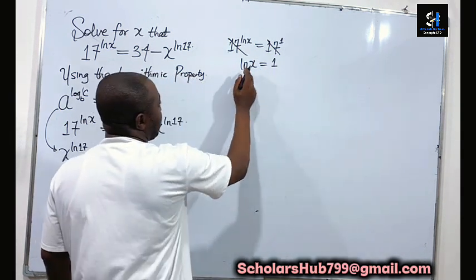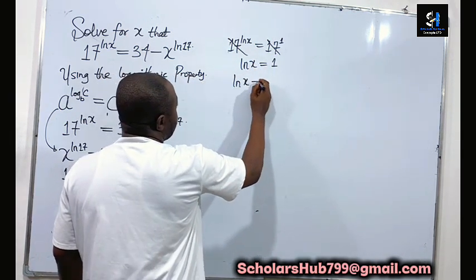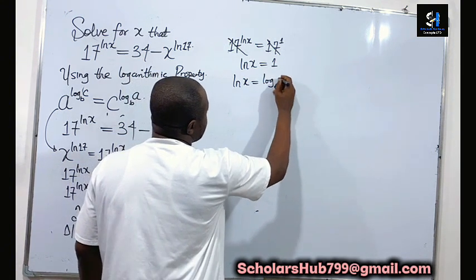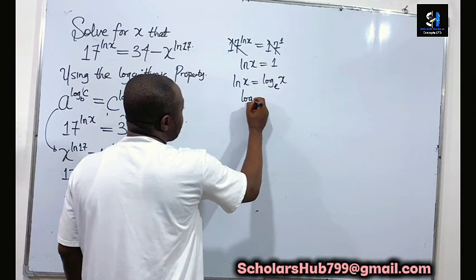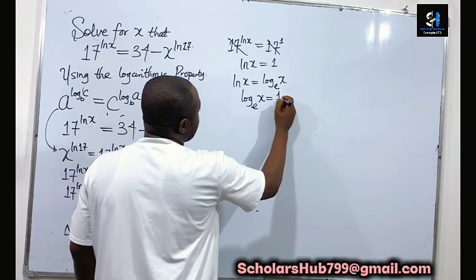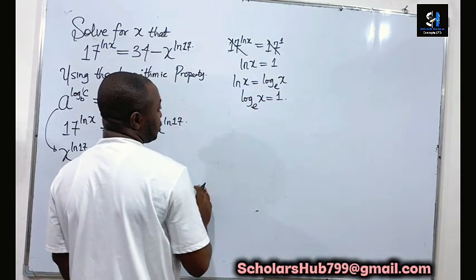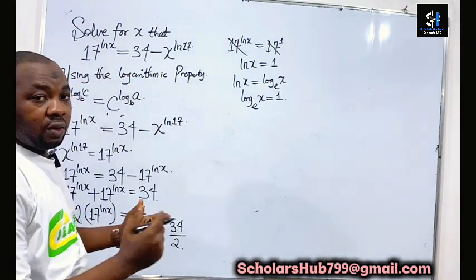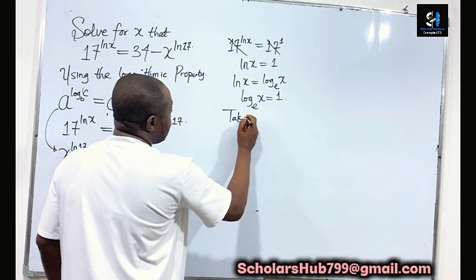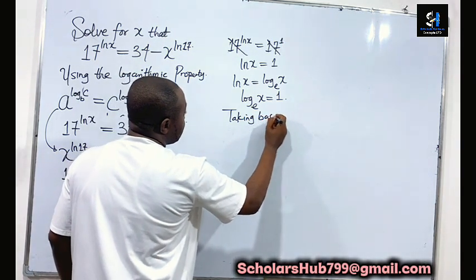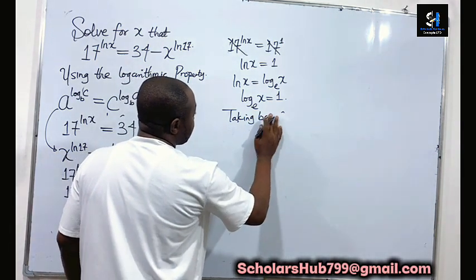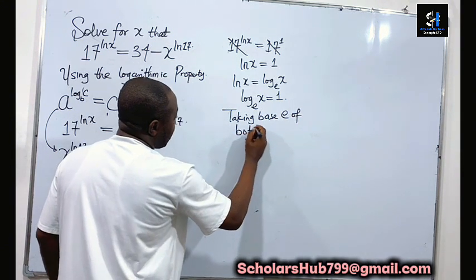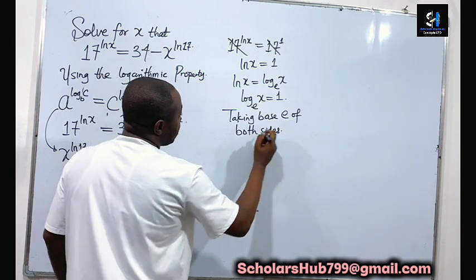Now let's not forget that ln x is the same thing as log base e of x. Which means log base e of x is equal to 1. Now I'm going to take base e of both sides. Taking base e of both sides.